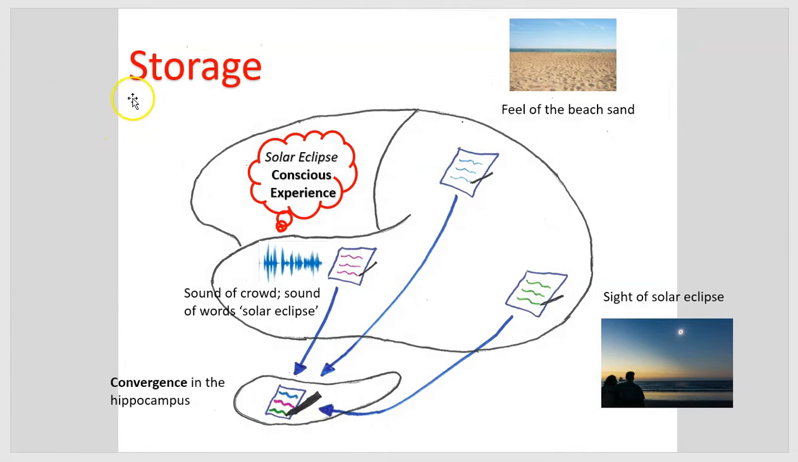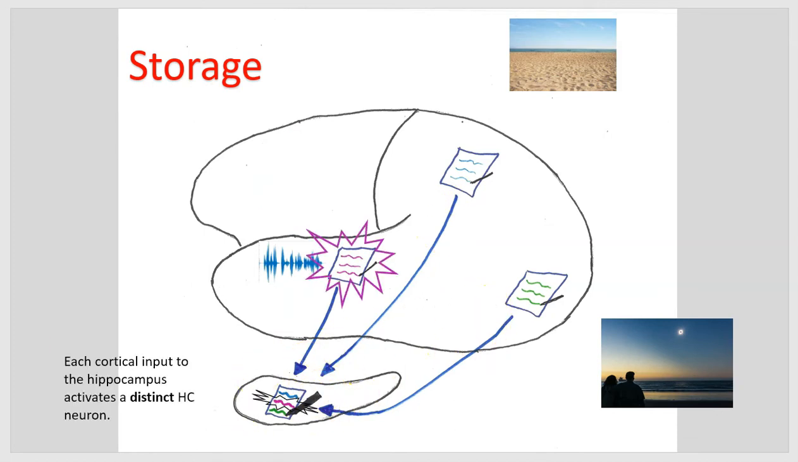So now we're moving on to the storage phase of this memory process. So encoding, the brain is responding to the event, and the storage phase will involve the cortical areas that were just activated. They also, in addition to sending information to the working memory system, send information down into the hippocampus. So we have convergence of these different sensory qualities down into the hippocampus.